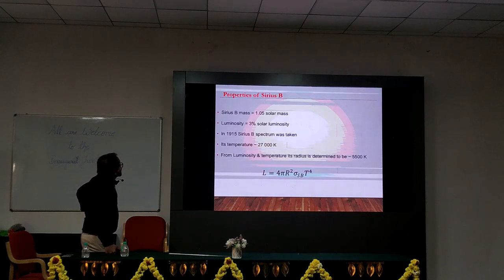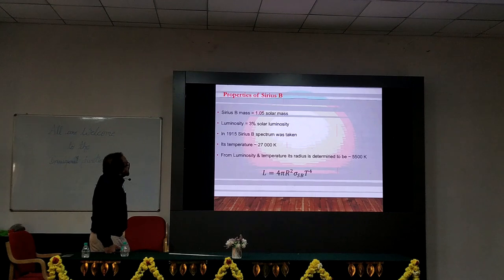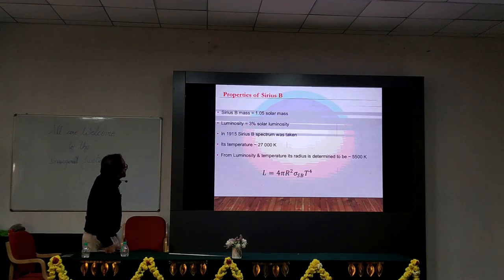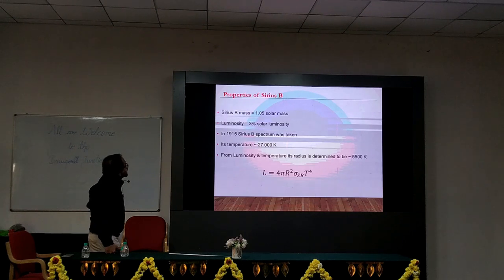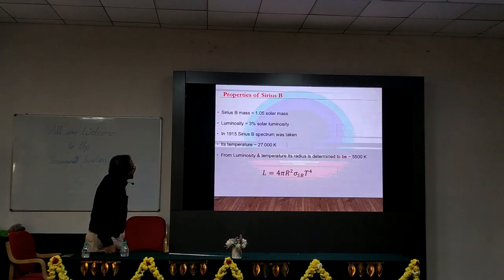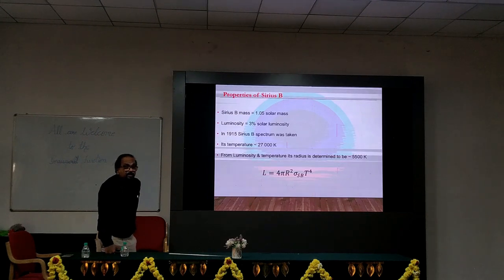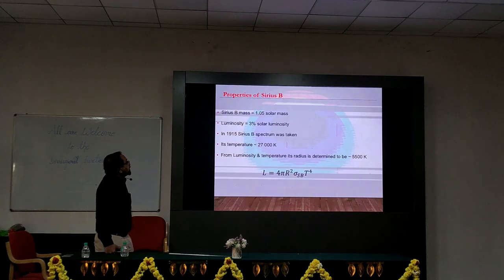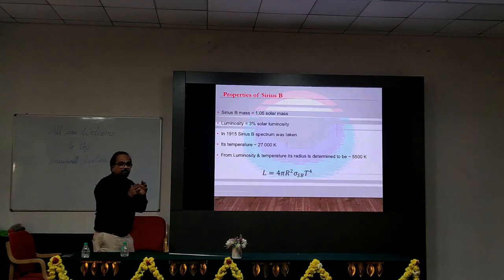Much later on, astronomical spectroscopy was developed. In 1915, the Sirius B spectrum was taken, and it was estimated to have a temperature of about 27,000 degrees, very hot. But still very faint. So what does it mean? It means it has a very small surface.